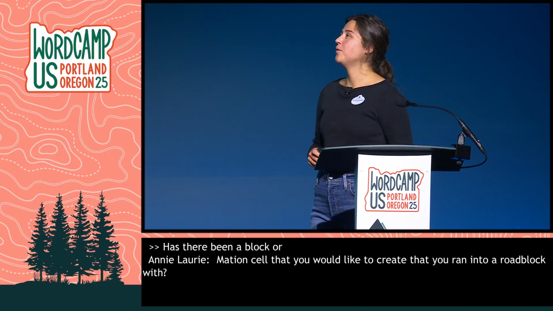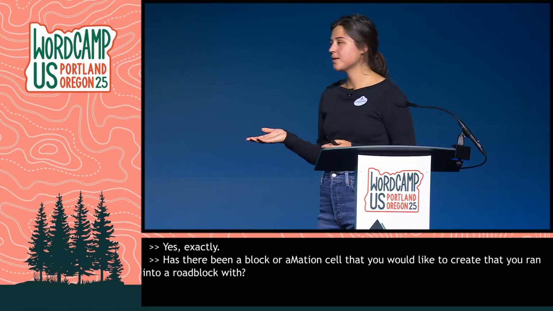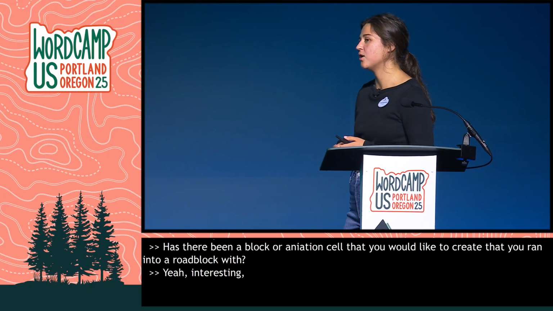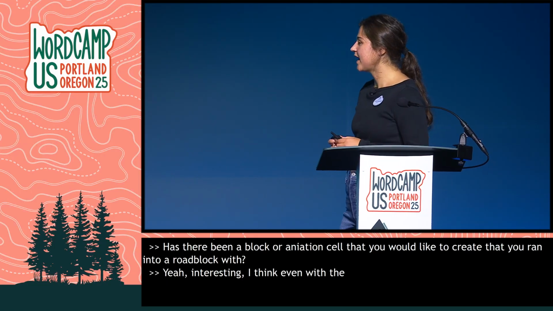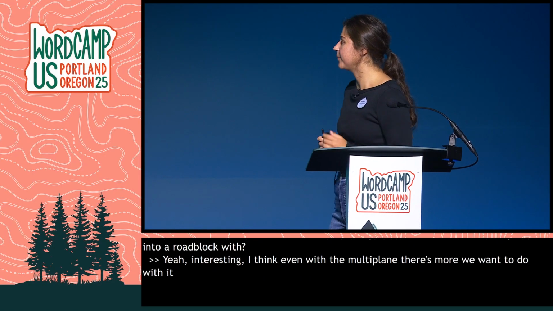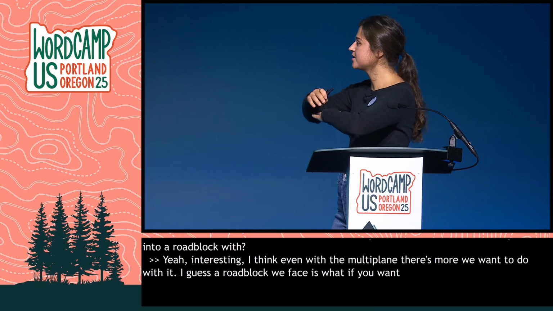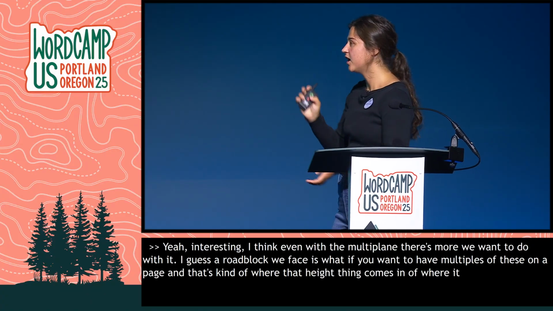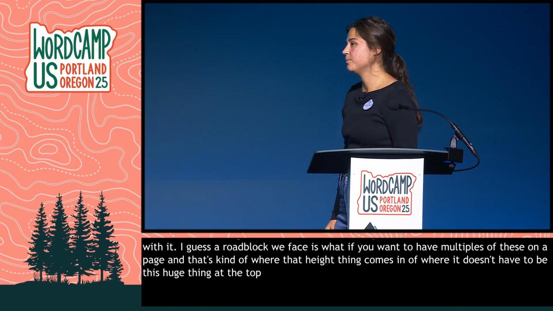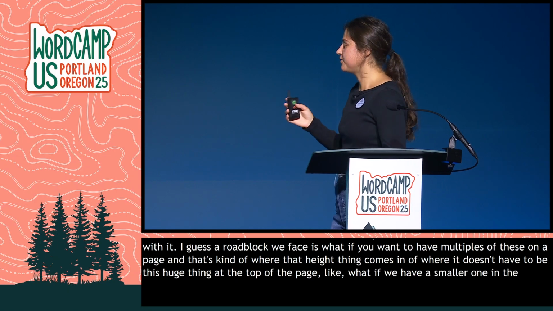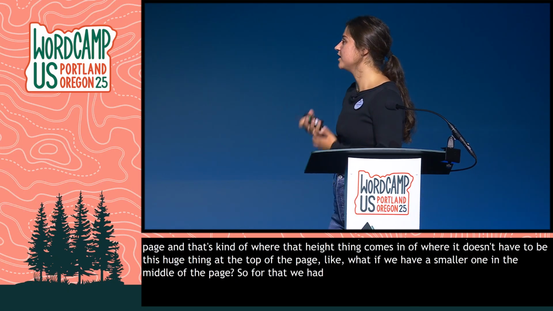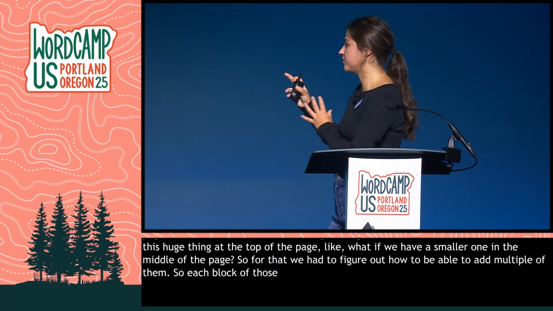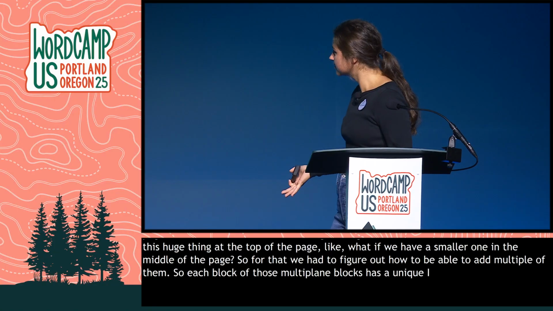Interesting. I think even within the multiplane camera animation, there's more that we want to do with it. A roadblock that we faced is, what if you want to have multiples of these on a page? And that's where the height setting comes in, because it doesn't necessarily have to be this huge thing at the top of the page. What if we have a smaller one in the middle of the page? So we had to figure out how to add multiple of them. Each of those multiplane blocks has a unique ID, and then we're able to do all of those different animations for each of the different blocks.